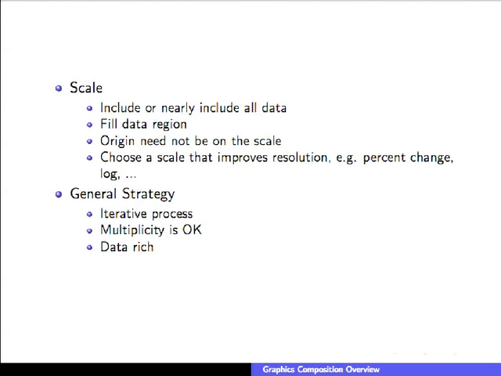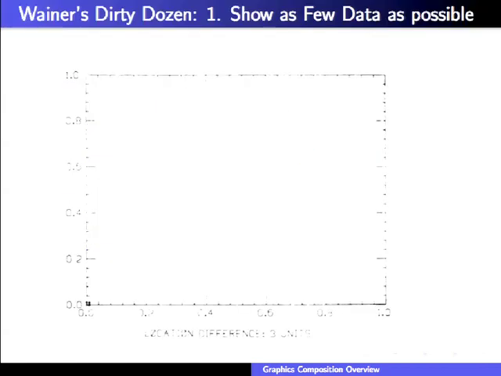Okay, so let's now turn to Howard Wainer's Dirty Dozen. If you're interested in reading the full article, I've posted it on BSpace. I've simply taken examples from his paper in the 1980s, which is basically how to make really lousy graphs. Follow his 12 techniques. So we'll go through them one at a time, looking at his plots and seeing what he means by his 12 rules.